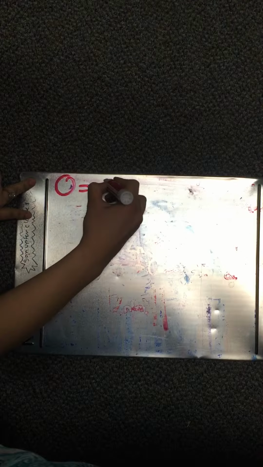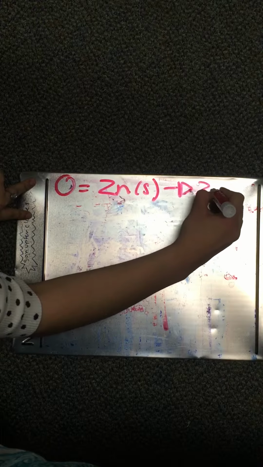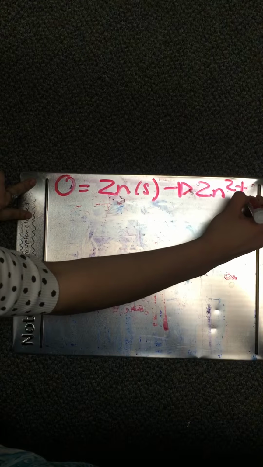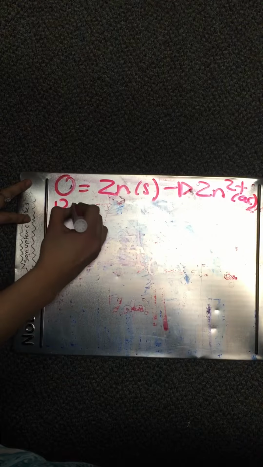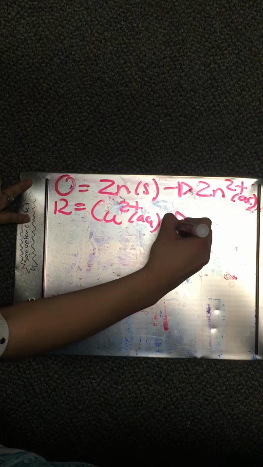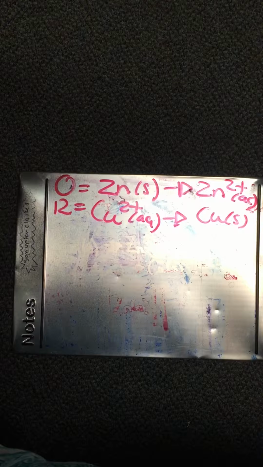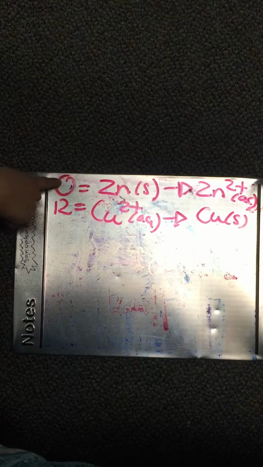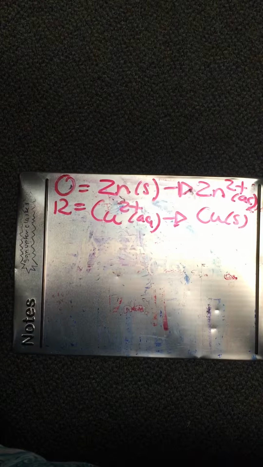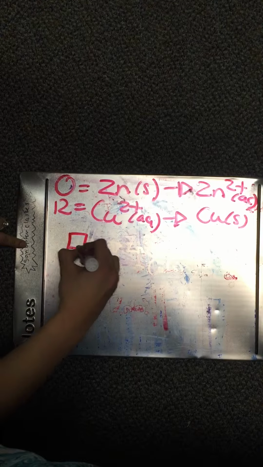So the one that's oxidized is the Zn solid, which transforms into the Zn2+ aqueous. And then the reduced one is the Cu2+ aqueous, which transforms to the Cu solid. And after that is done, and now we know which one's oxidized and which one's reduced, we can write our notation, and this is how it looks.